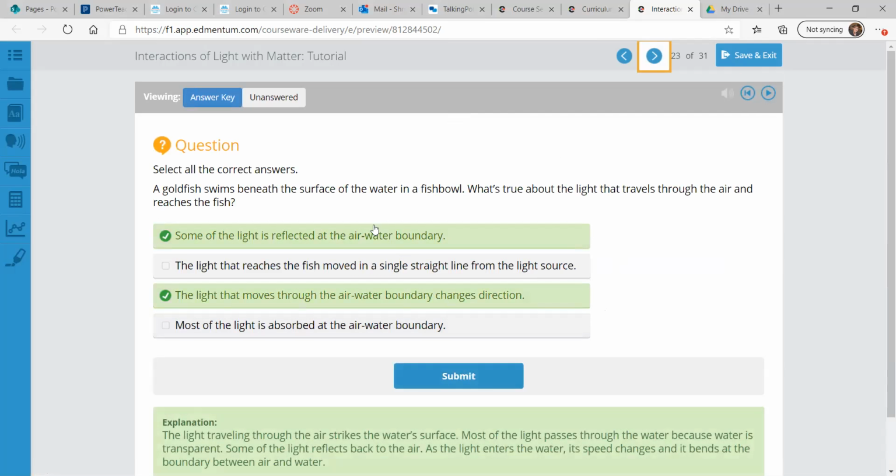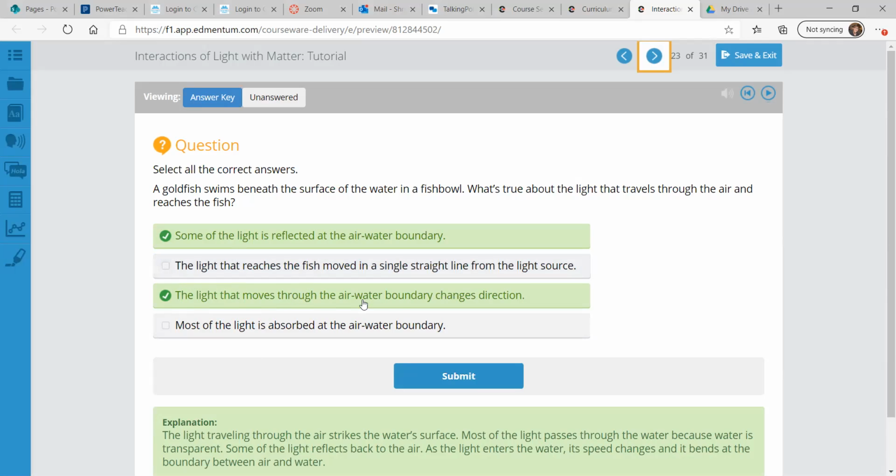Pretty cool. Now, let's look at this answer. Question and answer. A goldfish swims beneath the surface of the water in a fishbowl. What's true about the light that travels through the air and reaches the fish? Some of the light is reflected at the air-water boundary. Whenever light is passing through a boundary, some of it is reflected.